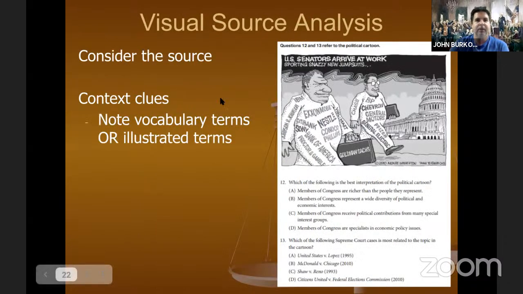All right, visual source. Now we have here a political cartoon. Again, consider the source. Might be a little bit more difficult because, of course, we may not be familiar with a particular artist, a political cartoonist, or anything like that.